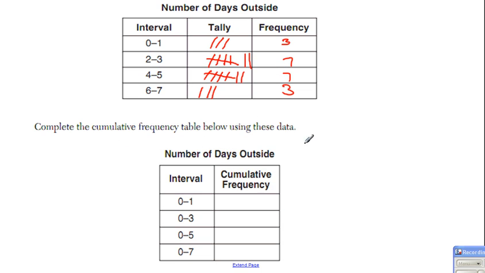You have cumulative frequency. First, 0 through 1 was 3. Up to 3, then we just have to add up those 2, becomes 10. Next one is 17 because you have to add up all those 3 things. Now the last one becomes 20.